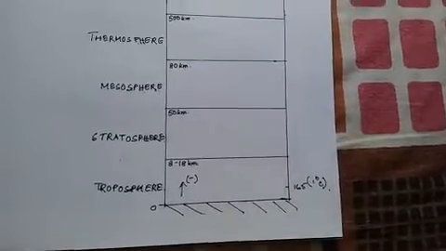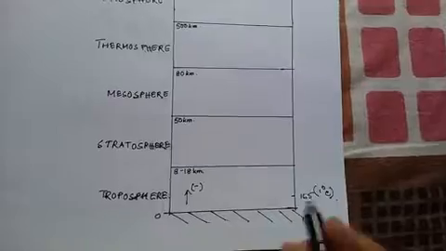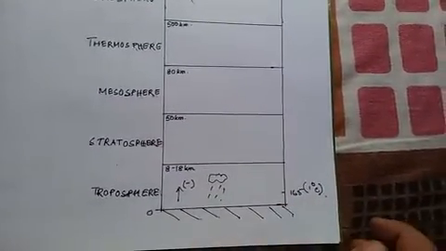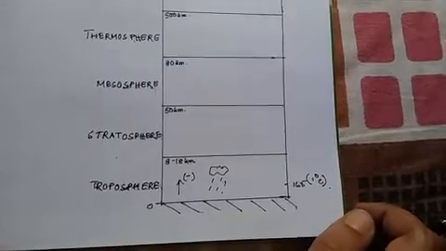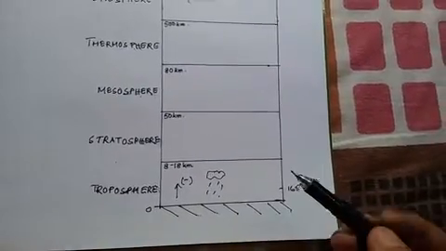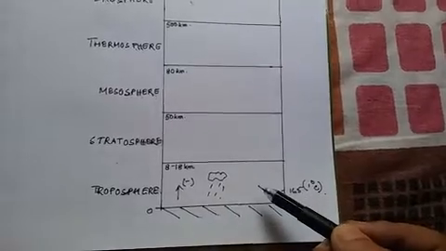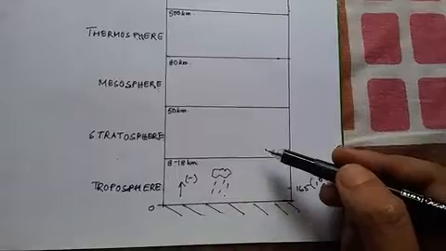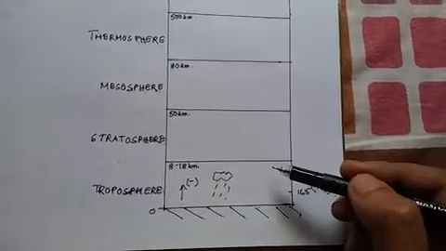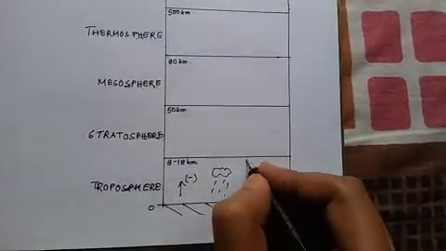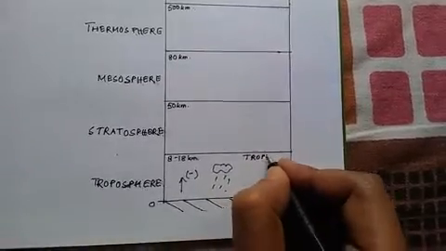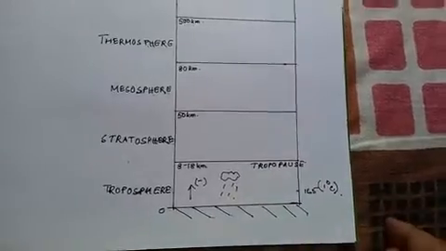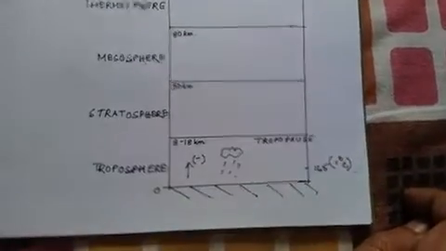This is called lapse rate. And all other weather phenomena like clouds, rainfall, storms, etc. occur in this layer. So the last characteristic of this layer is that between troposphere and stratosphere we have a boundary, that is tropopause. So this is about troposphere.